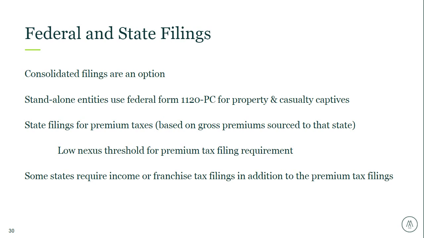The consolidated tax filings are an option for some organizations. If you file a standalone entity, you'll file a C corporation tax return. If it's a property and casualty captive, it would be an 1120-PC form.